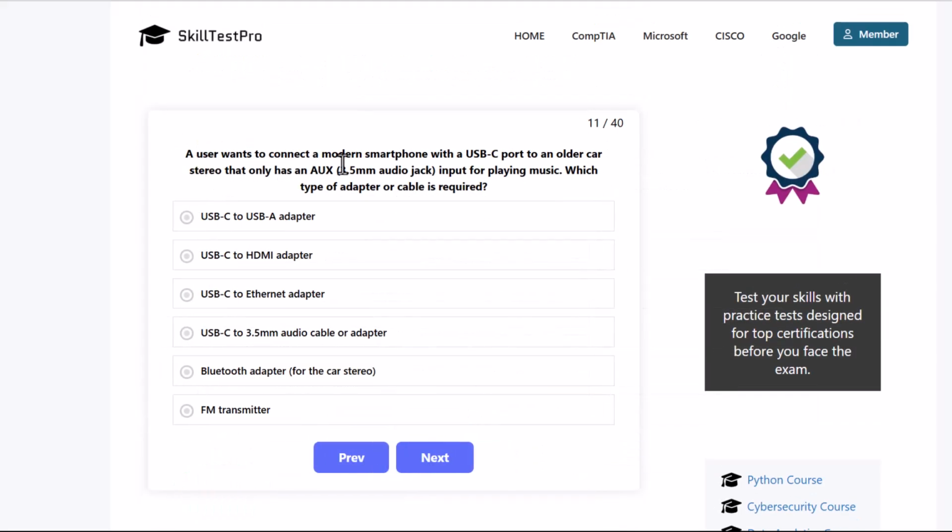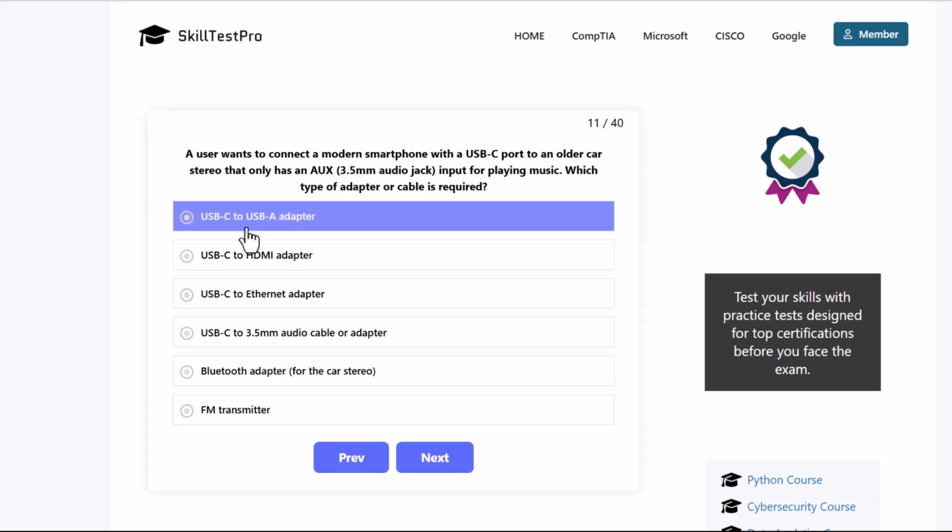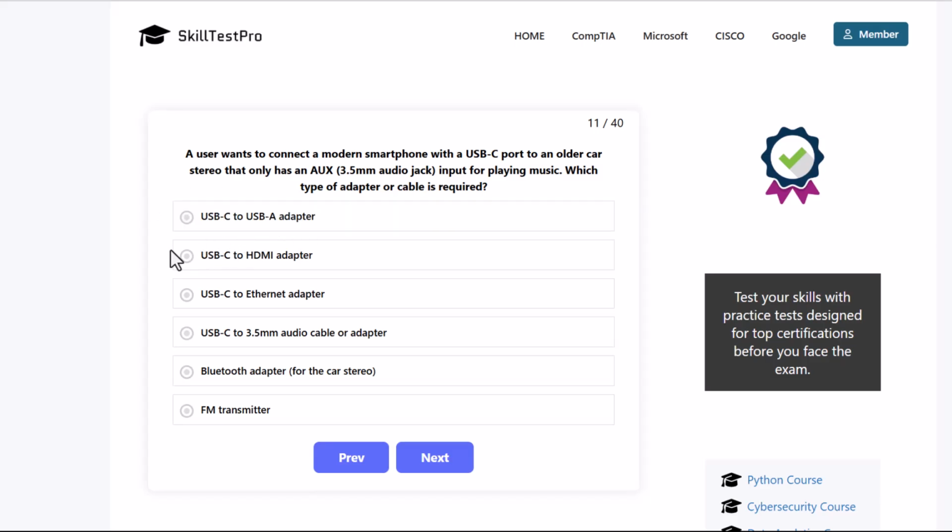A user wants to connect a modern smartphone with a USB-C port to an older car stereo that only has an aux 3.5mm audio jack input for playing music. Which type of adapter or cable is required? A USB-C to USB-A adapter. Even before you approach these answers, you should straight away start thinking that the car has a 3.5mm audio jack, and think about what the user wants to connect. So he wants to connect a smartphone with a USB-C port. So we would need to connect a USB-C port to a 3.5mm aux audio jack.